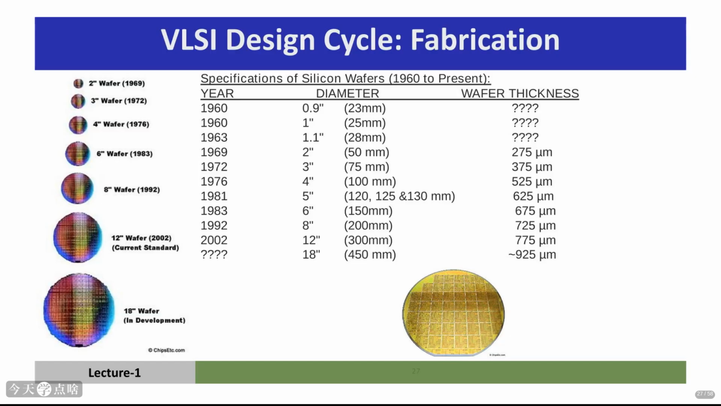Look at the evolution of wafer sizes. From tiny 2-inch wafers in the late 60s to the massive 12-inch wafers used today, and even 18-inch ones being developed. Why? Bigger wafers mean more chips per wafer, which significantly reduces the cost per chip. It's a constant push for larger diameters. The table shows the progression, and the image gives you a sense of the scale. Each wafer is a canvas, and the challenge is to paint the most complex and functional circuit possible within its confines. It's a testament to the scale of modern manufacturing.